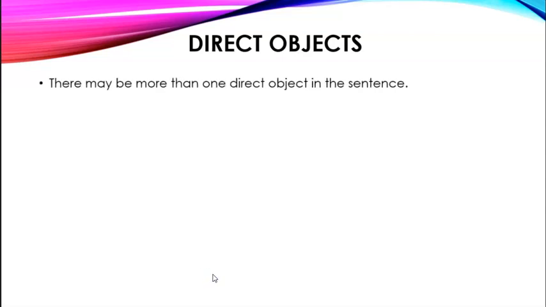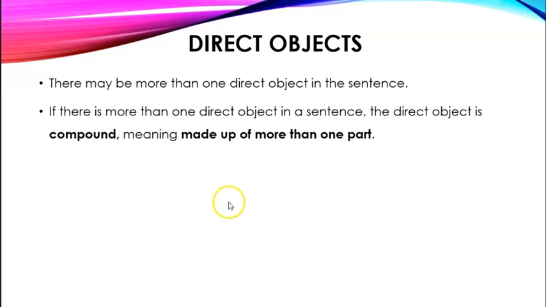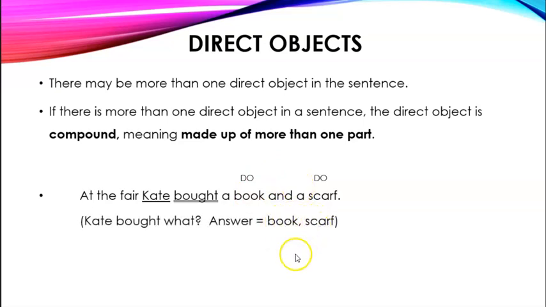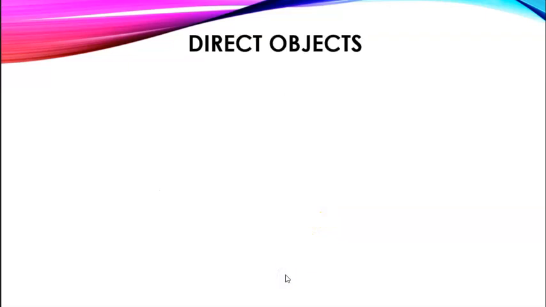There may be more than one direct object in a sentence. When there is more than one direct object, it is a compound, meaning made up of more than one part. So the direct object is compound. At the fair, Kate bought a book and a scarf. So in this sentence, Kate is our subject, bought is your verb. What did Kate buy? That's the question we ask, right? Kate bought what? She bought a book and a scarf. Right? And so in this sentence, we have two direct objects, making it a compound direct object.